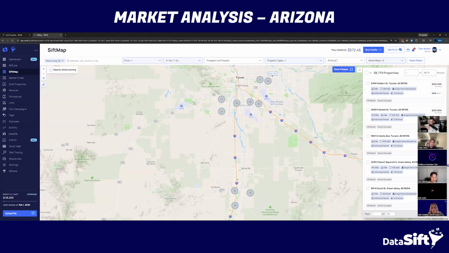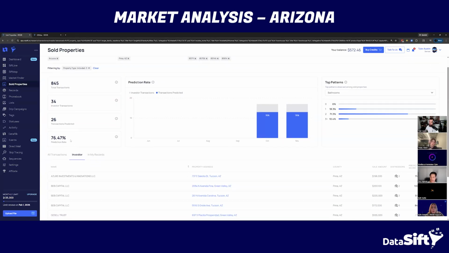So if I want to just make sure I'm hitting everybody in these key zip codes, but I want to give myself a closer target to the people that are higher likelihood, because based on sold properties, we're predicting over 70% of the investor transactions that do happen since October, November. And so we know that those AI scores are producing results.